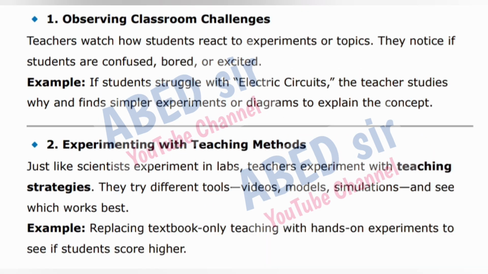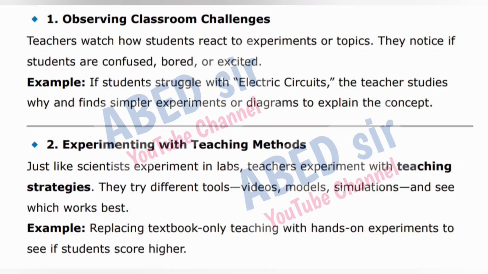1. Observing classroom challenges. Teachers watch how students react to experiments or topics. They notice if students are confused, bored, or excited. Example: if students struggle with electric circuits, the teacher studies why and finds simpler experiments or diagrams to explain the concept. 2. Experimenting with teaching methods.